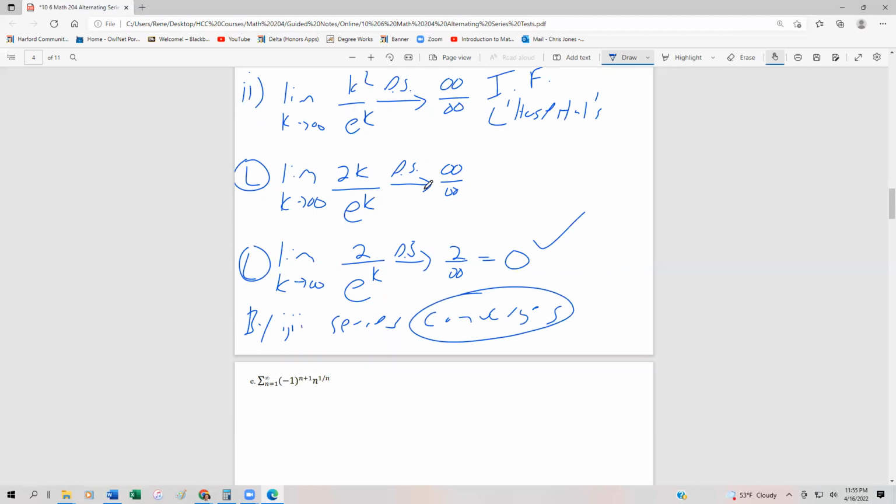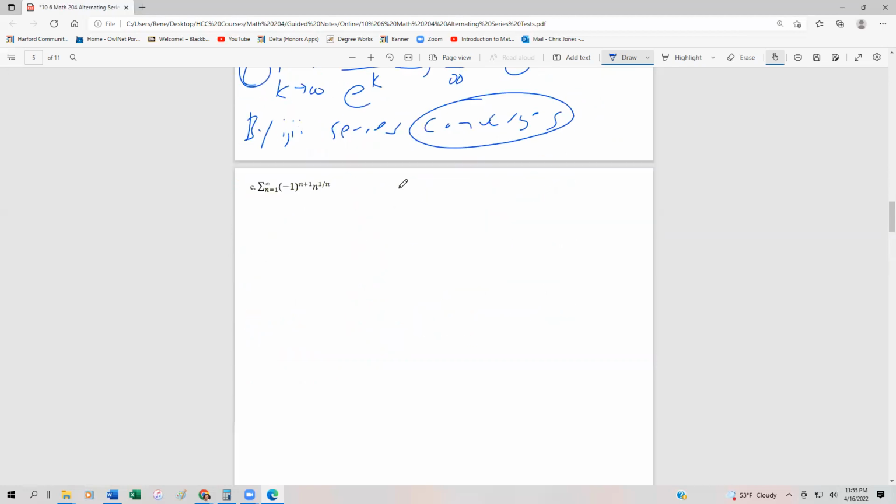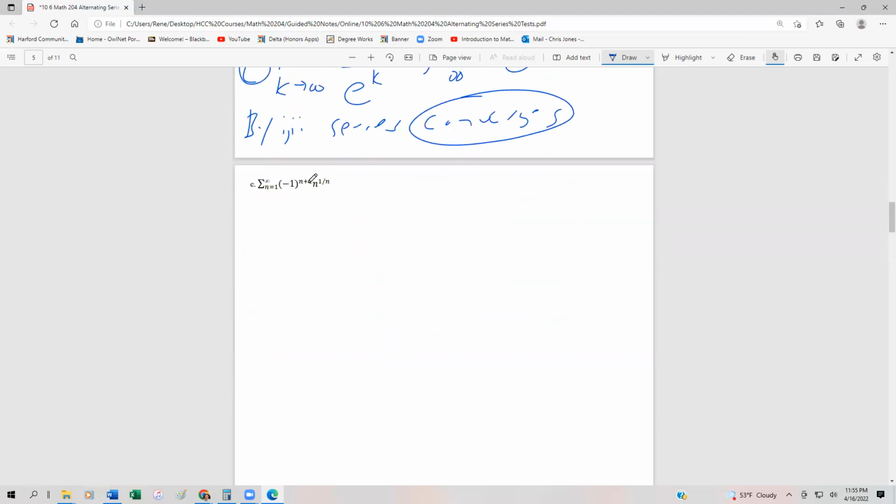All right. Now this is a really sneaky one. Okay, this (-1)^(n+1) times n^(1/n). All right, so first of all, let's see if it's going to be decreasing, and then we can find the limit as it goes towards infinity. Now, in this case, absolute value of a_k is going to be equal to n to the 1 over n.